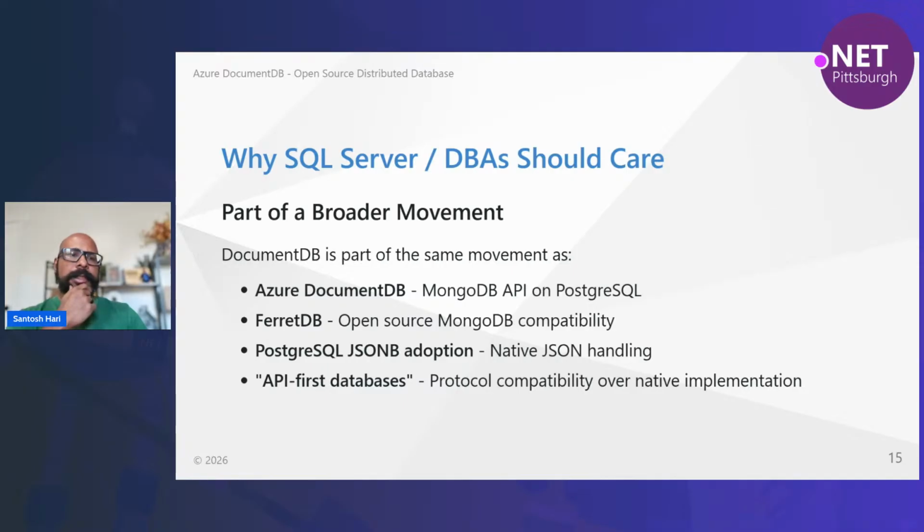The other thing is, it's part of a broader movement, right? So basically, DocumentDB is MongoDB running on PostgreSQL. It is deriving from something called FerretDB, which is an open source MongoDB compatibility project. Postgres JSONB adoption already exists. API-first databases already exist. So you're just building on top of existing resources.